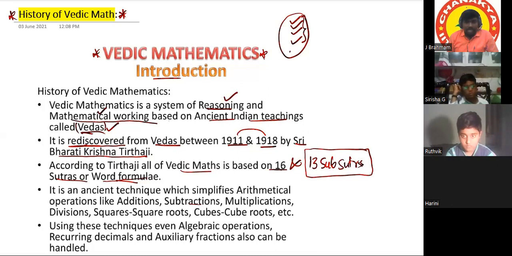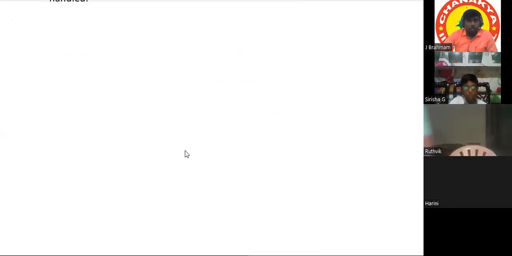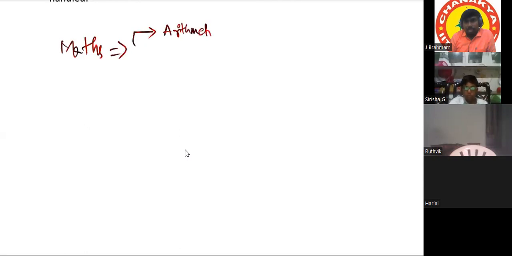Next one. It is an ancient technique which simplifies arithmetical operations like addition, subtraction, multiplication, division, squares, square roots, cubes, cube roots, as well as algebraic equations also. Total mathematics we can split into two parts. One is arithmetical operations and another is algebraic operations.